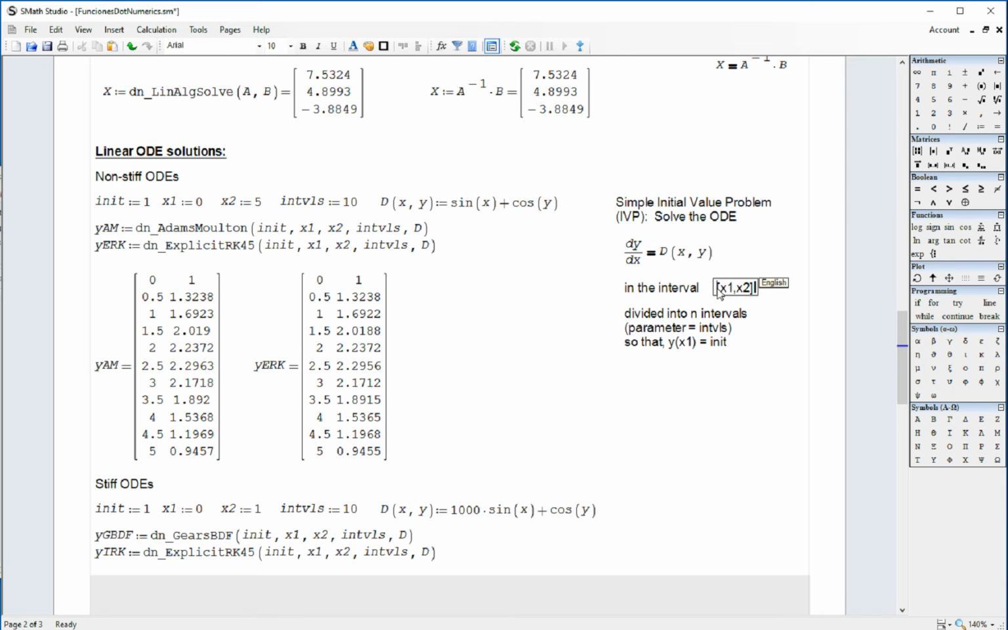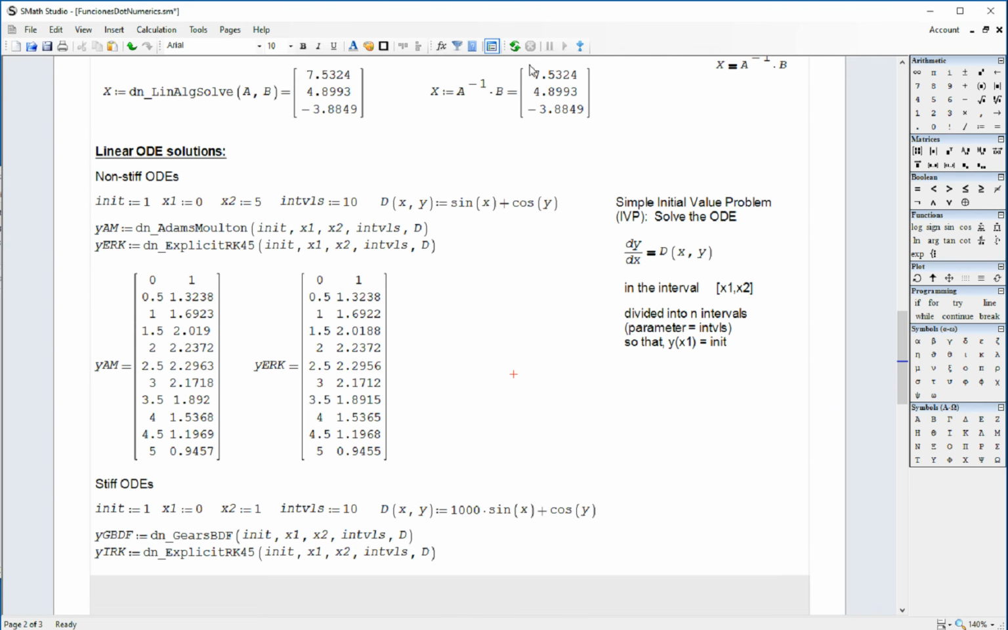And that range is divided into n intervals. And so the parameter that we're going to use in this solution is called ANTBLS. That will be the n intervals. And so that the initial value for the initial position x1 is equal to init. Okay. So suppose that my differential equation is given by dy/dx equals sine of x plus cosine of x. So the initial value is equal to 1 when x1 is equal to 0, and the interval solution ends up at x2 equals 5, and we have divided that into 10 intervals.